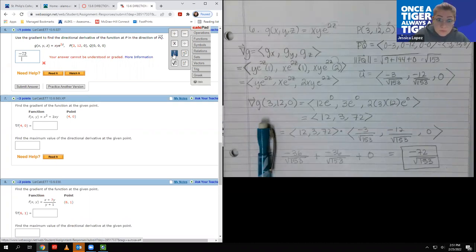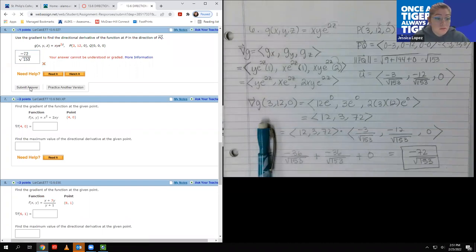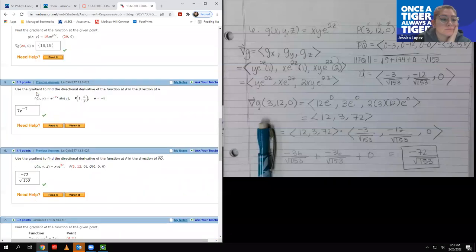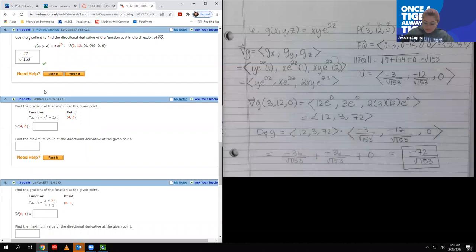Negative 72 over square root of 153. Oh, now I'm nervous because I already got an X. Okay, yay, we got a green check. Awesome, now let's go on to number 7.